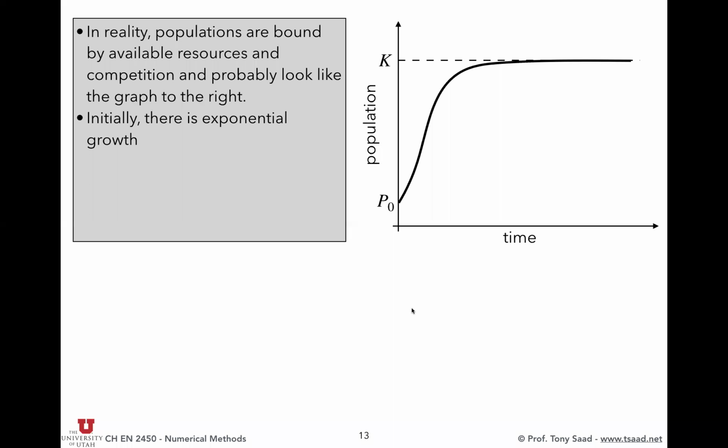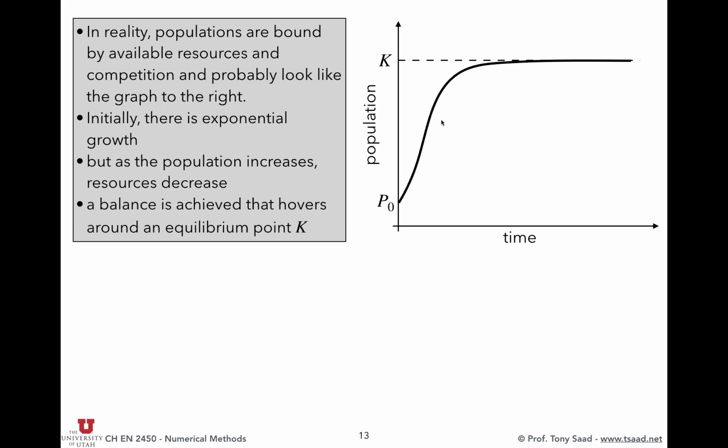Initially, there is exponential growth over here, close to P0. But then as the population grows and grows, it's going to reach an equilibrium point, and the net growth, in other words, there will probably be more death and less birth, or either one of those, and then that population is going to reach an equilibrium point K.